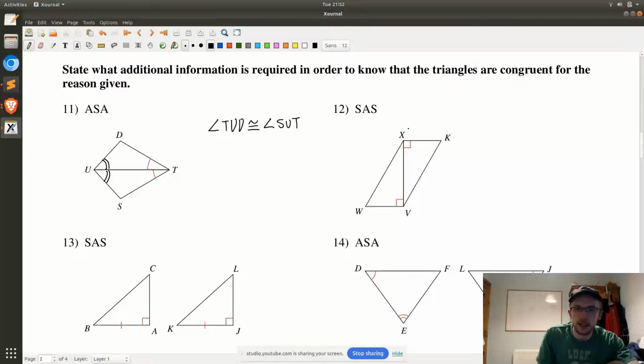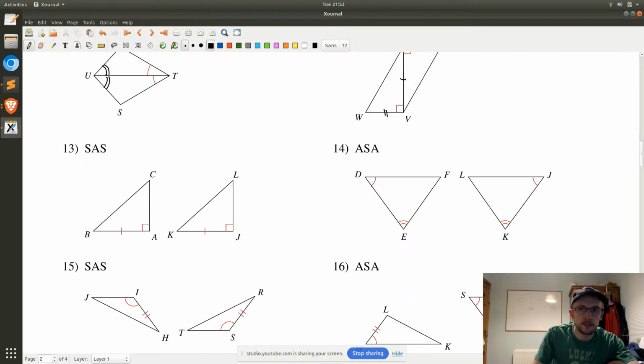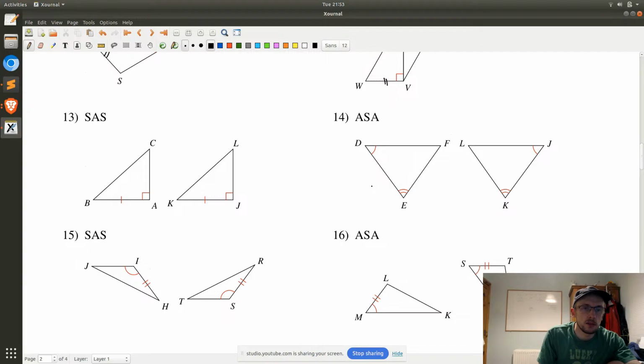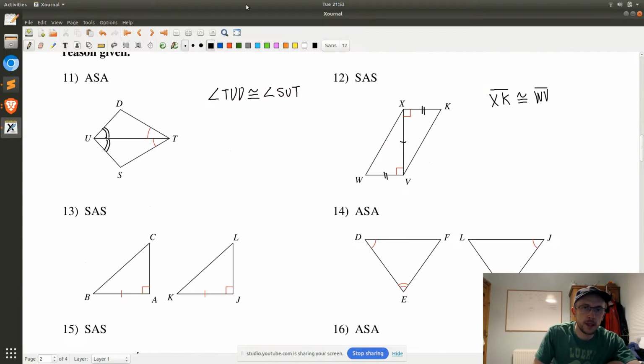For the side angle side theorem to hold, let's see. Okay, these match. So I would have to know that edge XK is congruent to edge WV. Check. Correct. Note, when I name angles with 3 letters, I follow the anti-clockwise or counterclockwise naming convention.